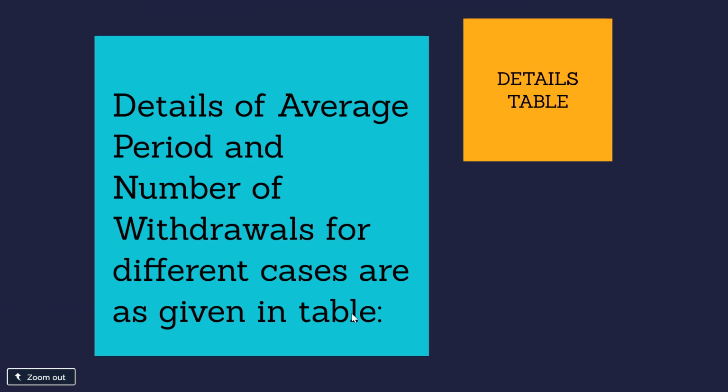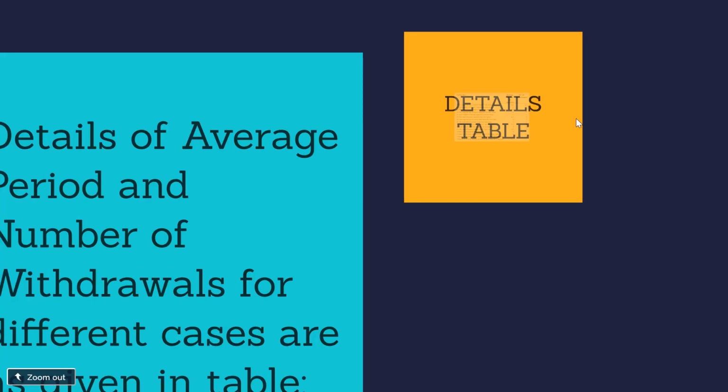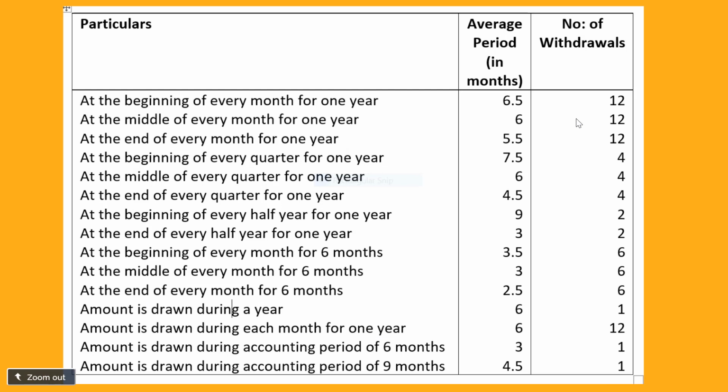In this slide, I have given a table which shows details of average period under various cases and also the number of withdrawals for those different cases. For each case, like if the amount is withdrawn at the beginning of every month for 1 year, average period in months is 6.5 months, number of withdrawals is 12, and so on. This can be used as a reference while solving sums by yourself.